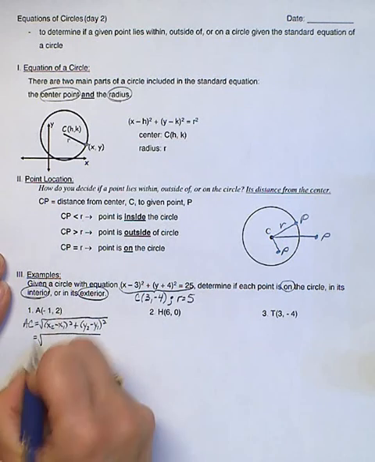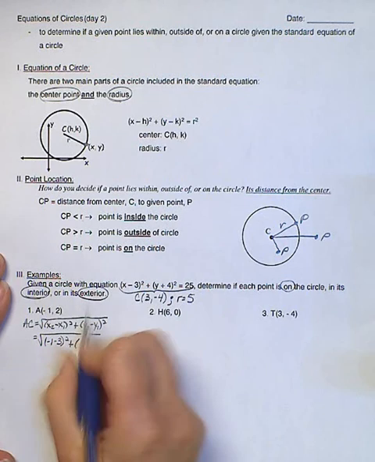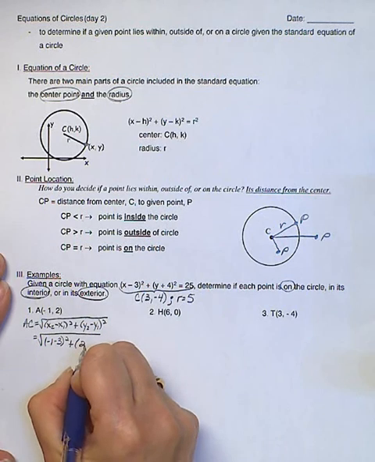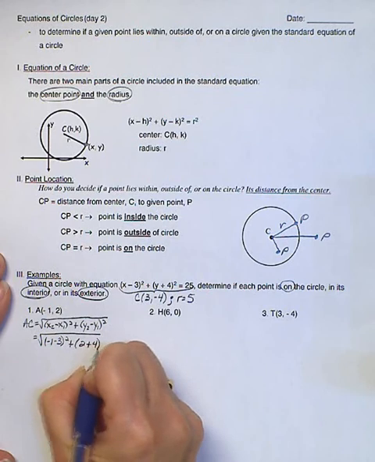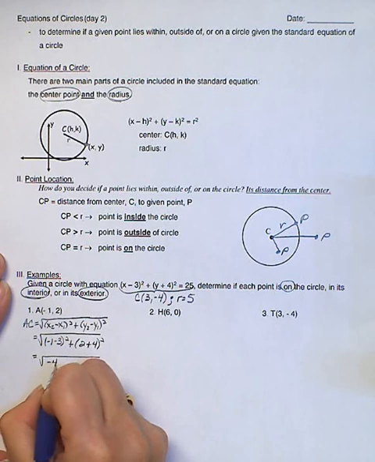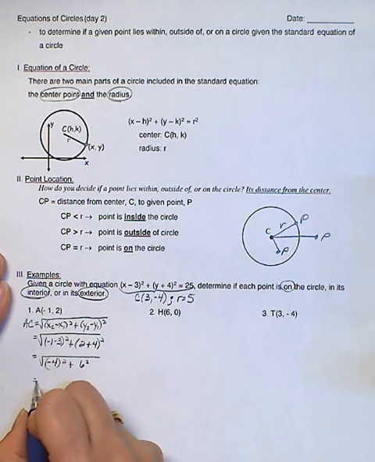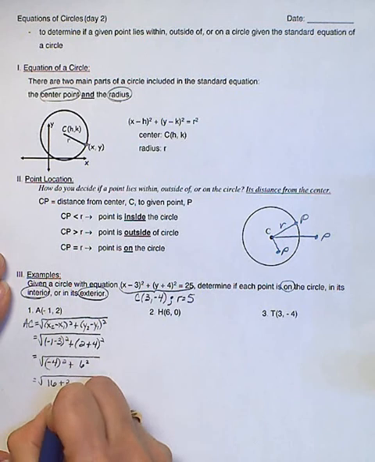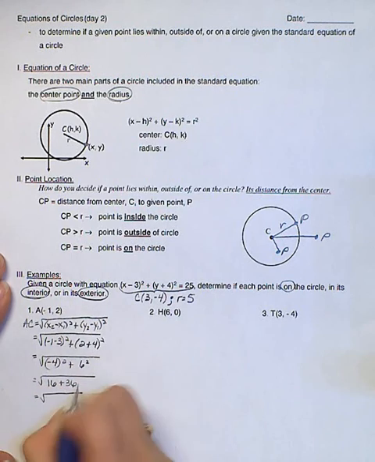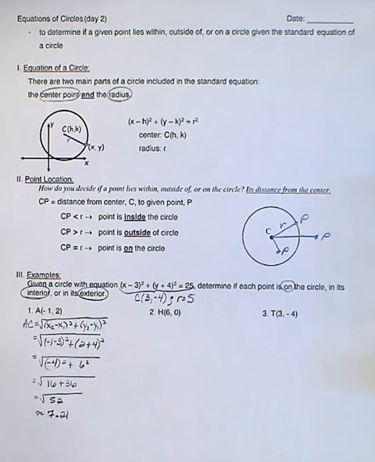So I've got the square root of (-1 - 3)² + (2 - (-4))², so (2 + 4)², equals the square root of (-4)² + 6². So I get the square root of 16 + 36, which is equal to the square root of 52. So that's about 7.21 when I find it on my calculator. So I need to compare this distance to 5.